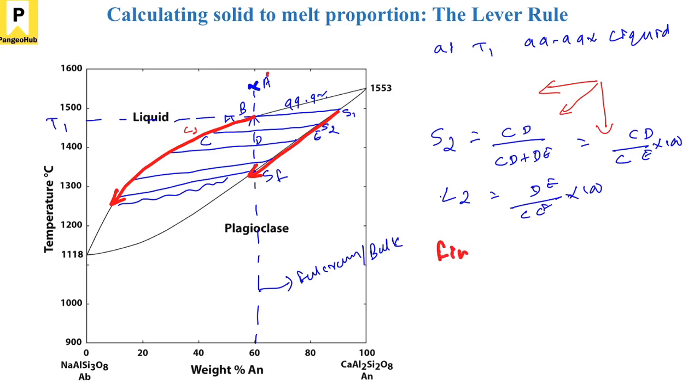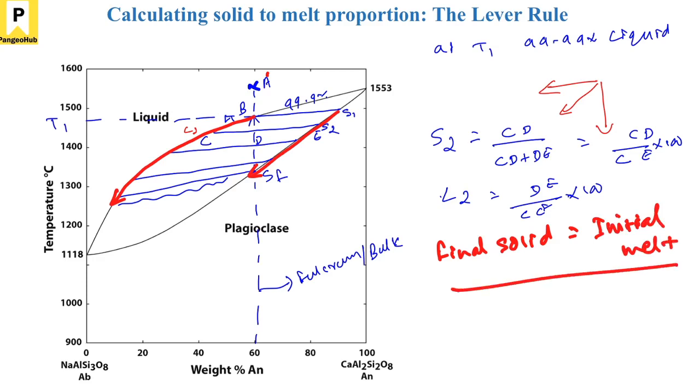So final solid is equal to bulk or initial melt composition. So this is typical of equilibrium crystallization. In equilibrium crystallization, the one thing that is very important is the fulcrum. If you know the fulcrum, you can always calculate the proportion of solid to liquid.